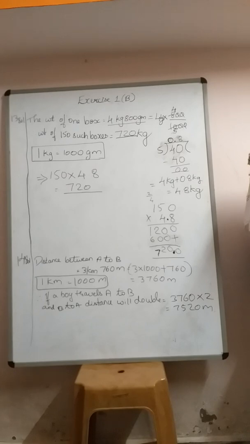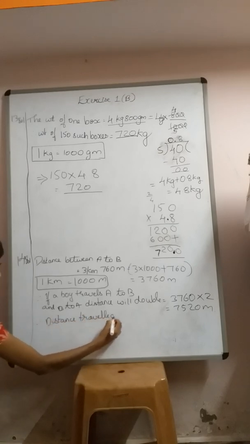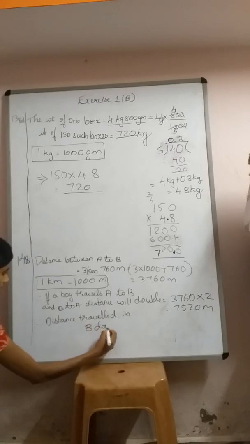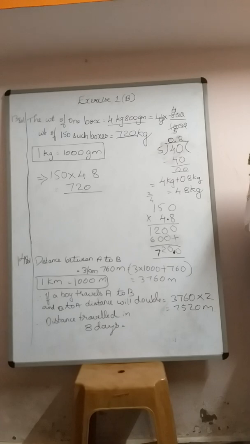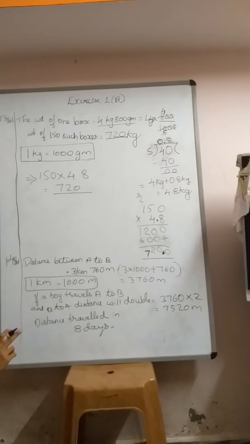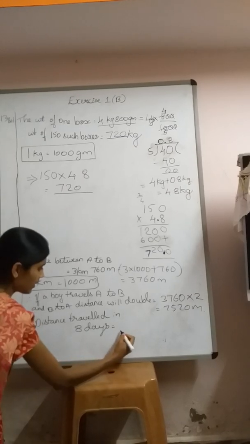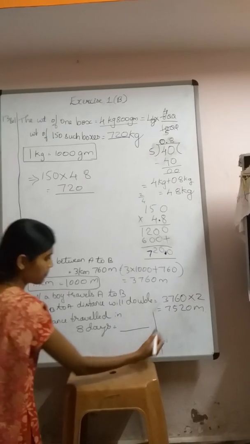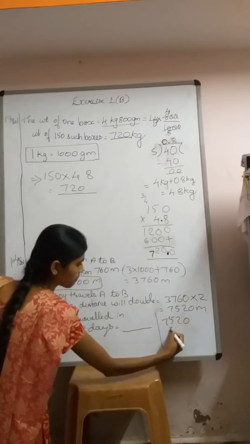Now, therefore, let us see in 8 days how much he traveled. Okay, the question is, therefore, how much distance does he travel in 8 days? So, therefore, distance traveled in how many days, children? There are 8 days. Okay. Now, what we need to do? The distance that we have doubled, that's 7520, multiply with 8. Okay, let us see this. Let us multiply and see. 7520 multiply with 8.